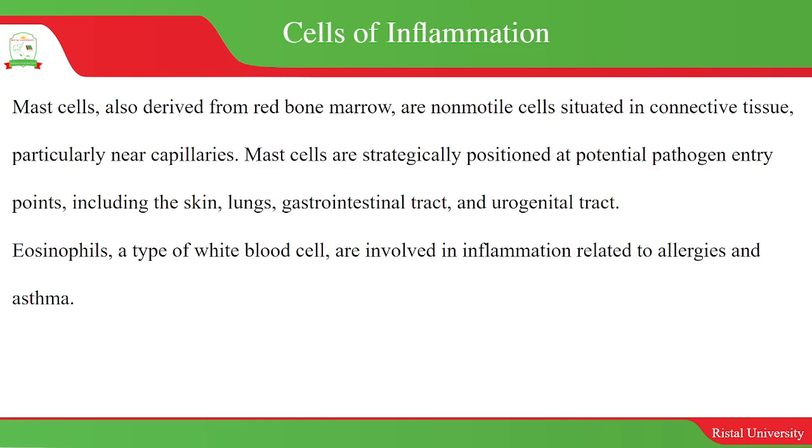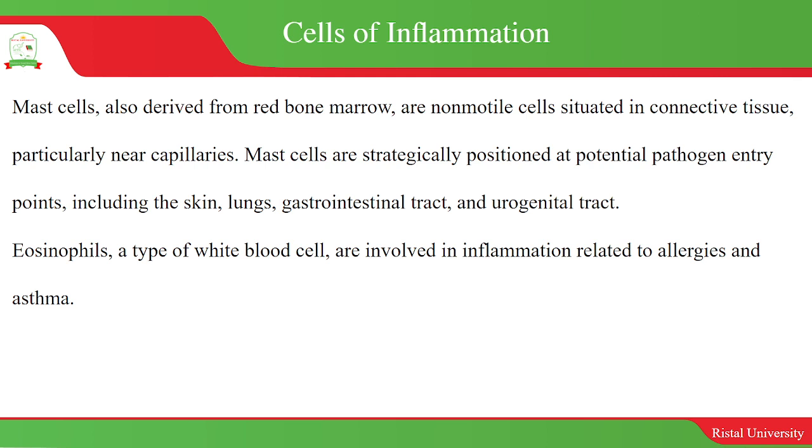And then we have the mast cells. These are also formed from the red bone marrow. They are non-mobile. That means they cannot be mobilized to move to other places. They are found in the connective tissues, particularly near capillaries. Because they are not mobile, they are strategically placed in areas of potential pathogen entry, such as the skin, the lungs, the gastrointestinal tract, and the urogenital tract.